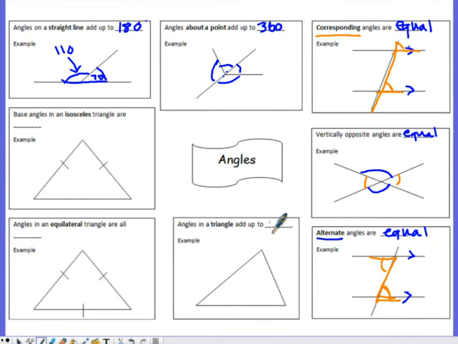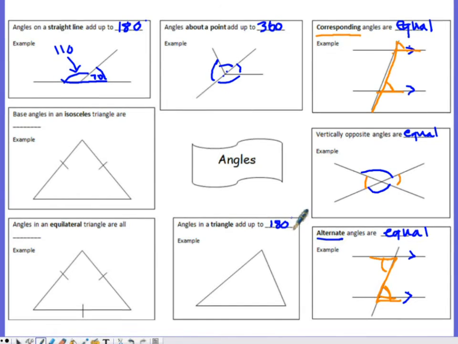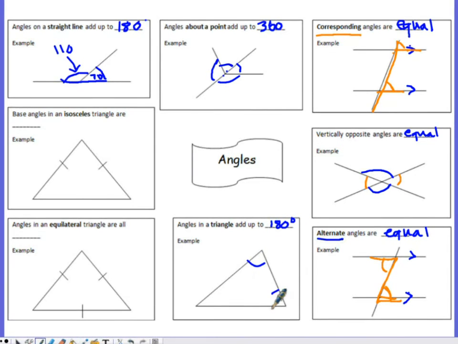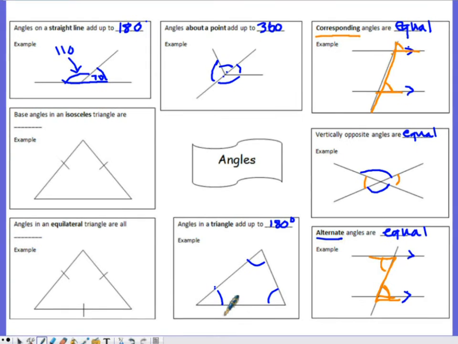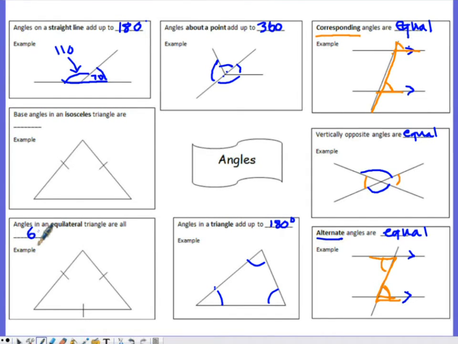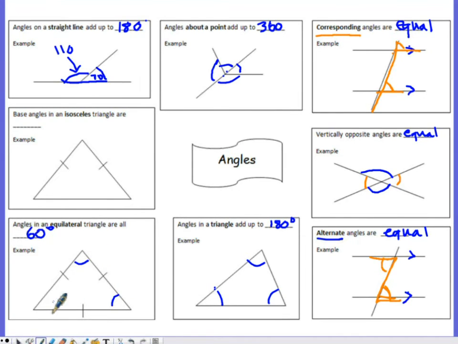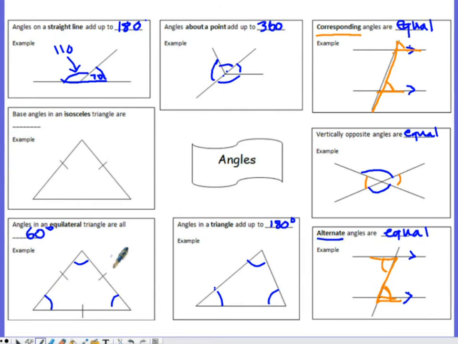Angles in a triangle add up to 180 degrees. So these three angles would add up to 180 degrees. Angles in an equilateral triangle are all 60 degrees. This makes sense because all angles in a triangle add up to 180, and if all three are the same, if you do 180 divided by 3, you get 60.